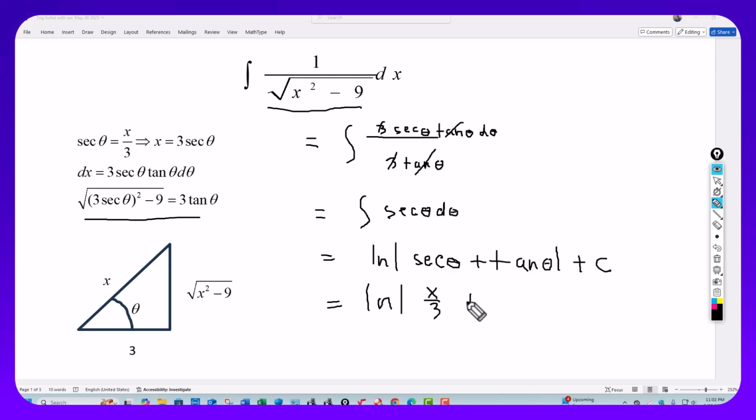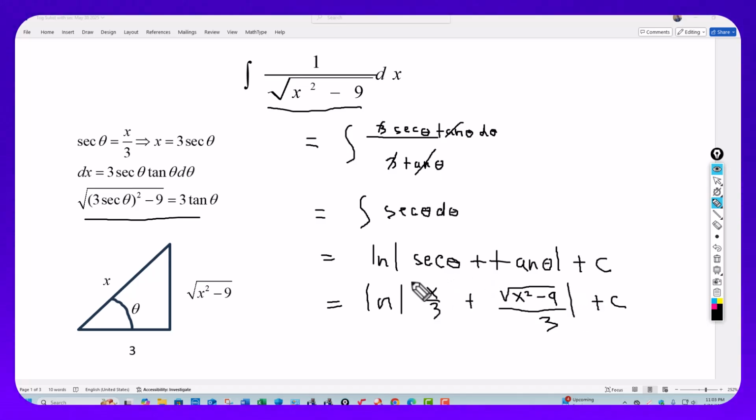And it's plus. You want tangent of theta in terms of the original variable. So that's what we have here. The triangle is constructed from the original variable. Tangent of the angle is opposite over the adjacent. So you can write this as the square root of x squared minus 9 over 3.